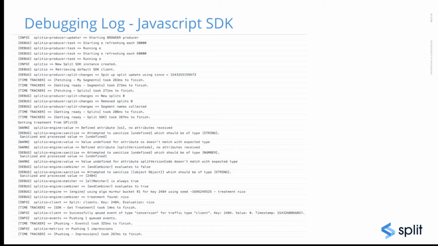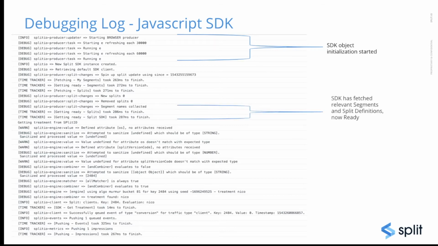Now here is a debugging log example for the JavaScript SDK, when the SDK is running fine and we're able to get a treatment successfully. The first part is SDK object initialization, and we see here that the SDK has fetched the relevant segment and split definitions. It says it took this many milliseconds to finish, and then we can see it says getting ready. So this means the SDK is now ready to calculate the getTreatment call.